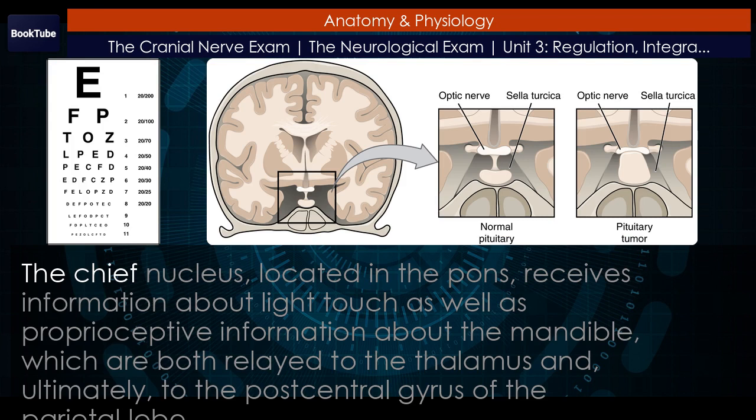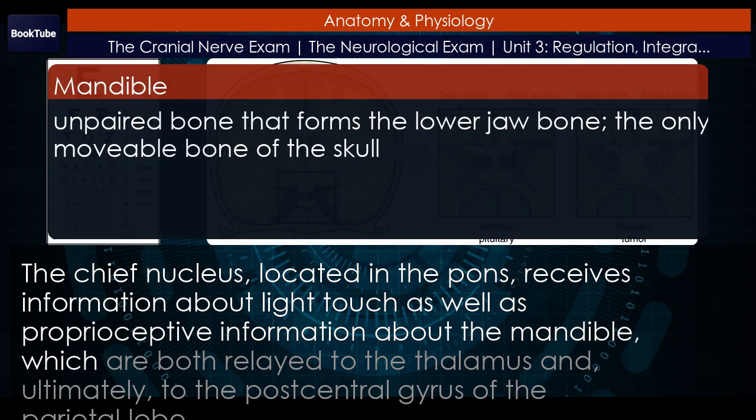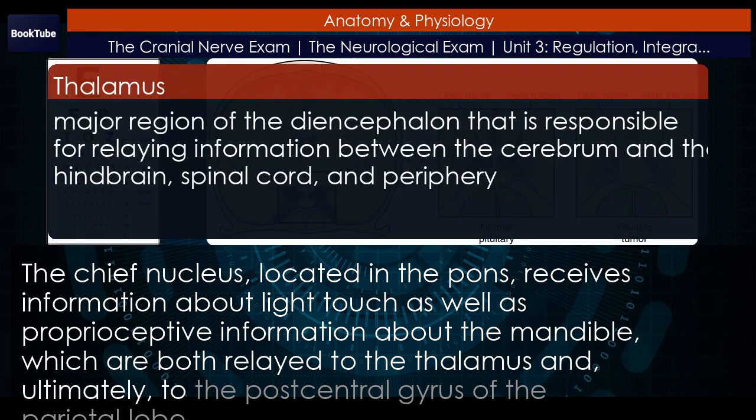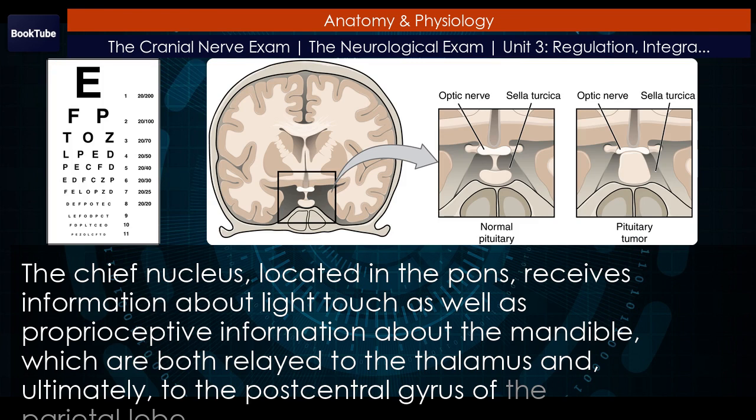The chief nucleus, located in the pons, receives information about light touch as well as proprioceptive information about the mandible, which are both relayed to the thalamus and, ultimately, to the postcentral gyrus of the parietal lobe.